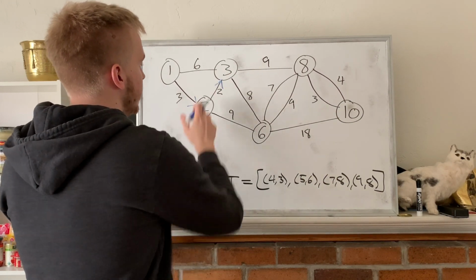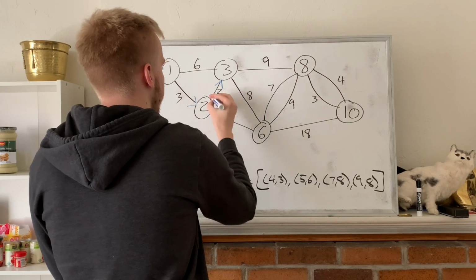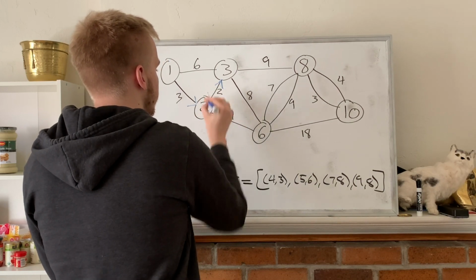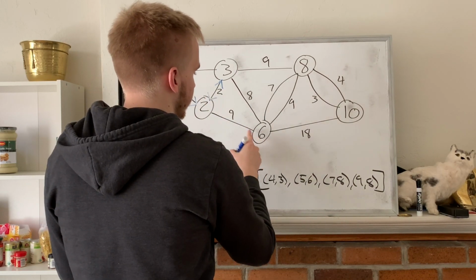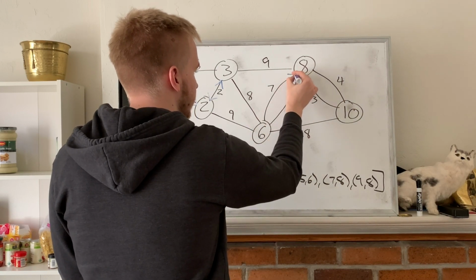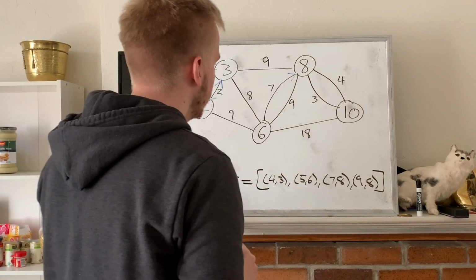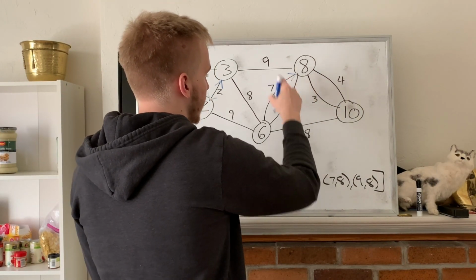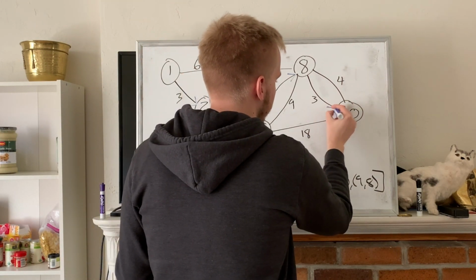So for vertex 3, we have edges 6, 2, 8, 9. So this edge 2 is the heaviest edge. For vertex 6, we have 9, 8, 7, 9, 18. So the lightest is this edge here, edge 7. For 8, we have 9, 7, 9, 3, 4. So the lightest is our 3 here.